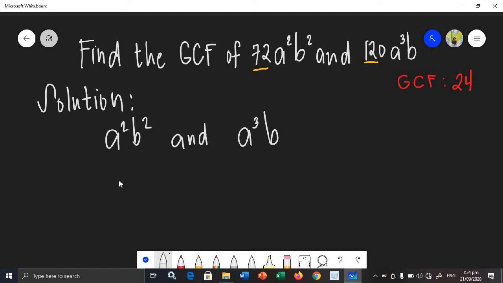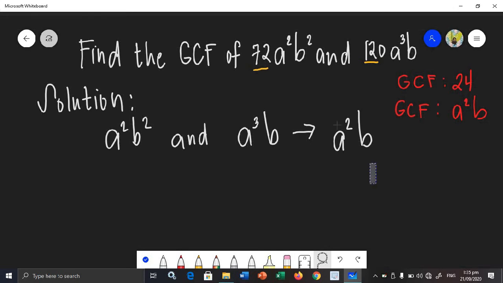So first, kunin muna natin yung GCF nung variable A. So kapag kukuha tayo ng GCF ng variables, we're going to pick the variable that has the least degree or the least exponent. So ano ba yung may least exponent? Alin ba yung mas mababa yung exponent? Si A squared or si A cubed? Of course, si A squared. How about sa B? Si B squared or si B? Of course, si B. Mas mababa. Therefore, ang GCF ng variables ay A squared B.